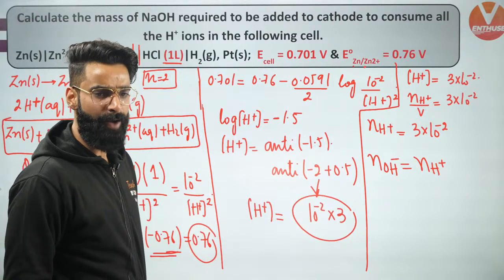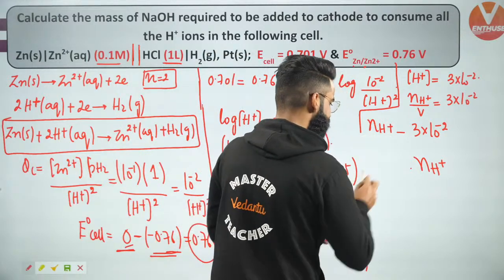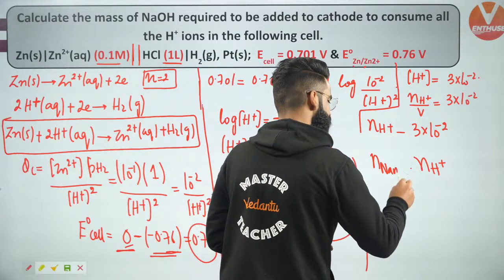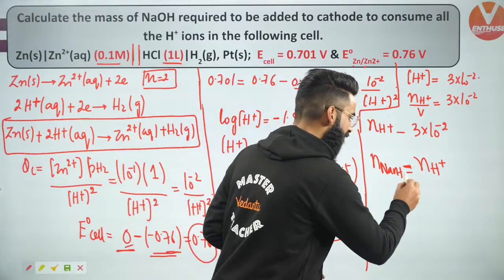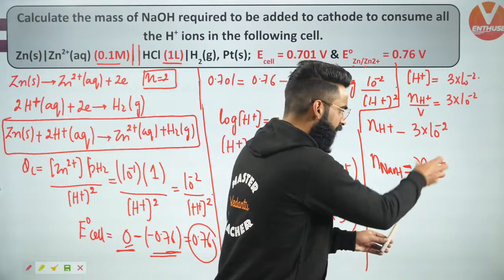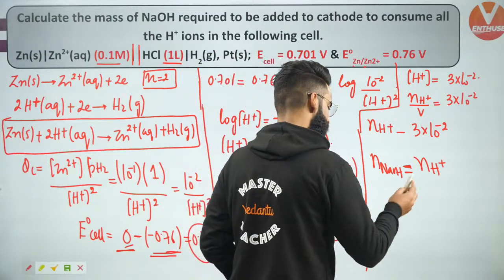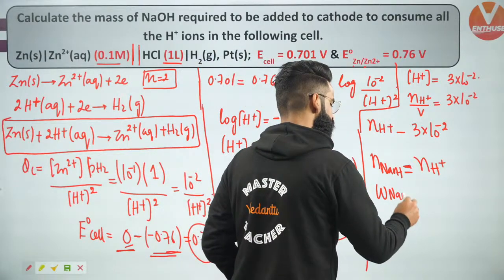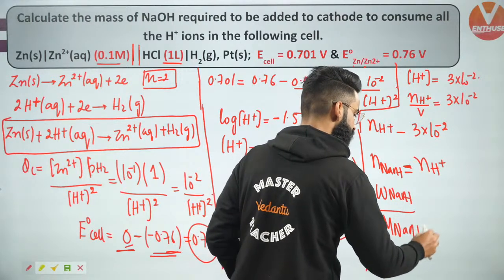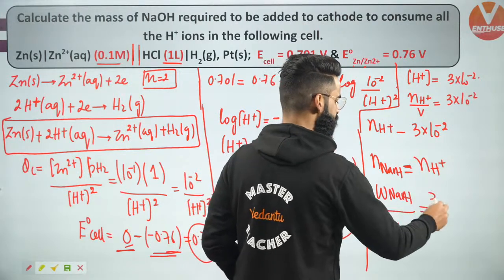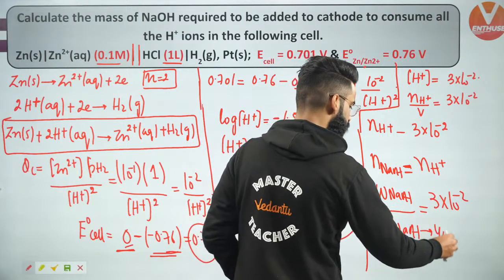Absolutely correct. Instead of number of moles of OH negative, I can write the number of moles of NaOH, because OH negative is coming from NaOH only. So the number of moles of OH negative added to the cathodic container should be equal to the number of moles of H positives present in the cathodic container. Now the number of moles of NaOH is the mass of NaOH added divided by the molar mass of NaOH. The number of moles of H positive we got as 3 into 10 power minus 2. Molar mass of NaOH, all of you must know, is 40 grams per mole.